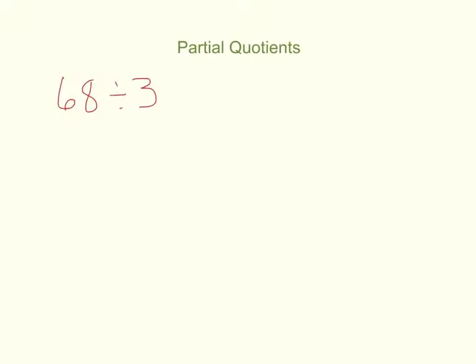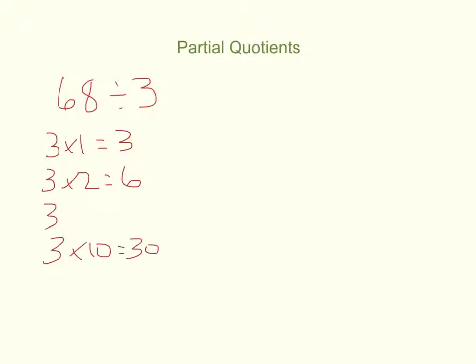When you first start doing this method, I like to have a little bit of side multiplication ready to go. So for example, I know that 3 times 1 is 3. I know that 3 times 2 is 6. I know that 3 times 10 is 30. And because I know 3 times 10 is 30, I know that 3 times 5 is half of that, which is 15. Now I'm ready to start.